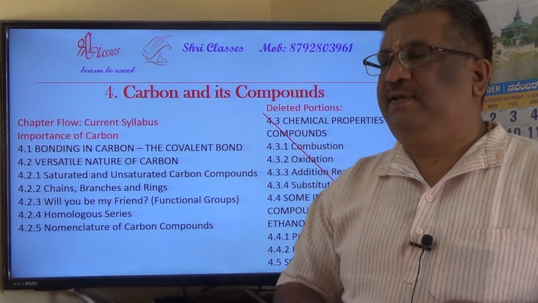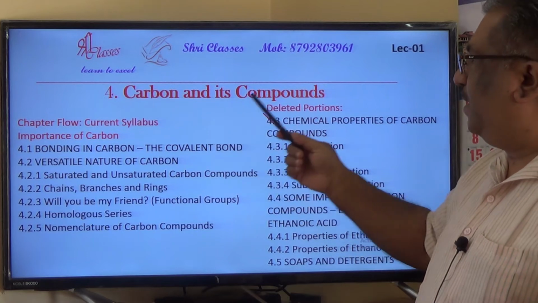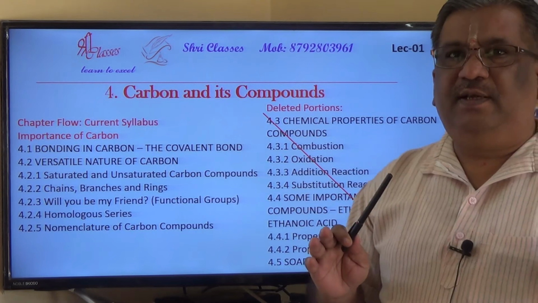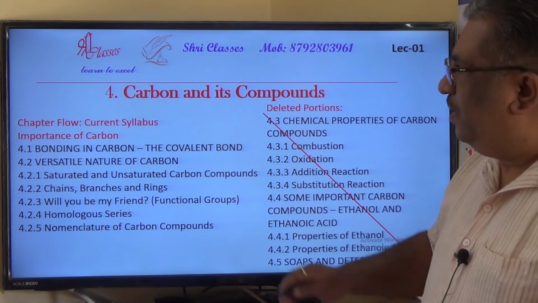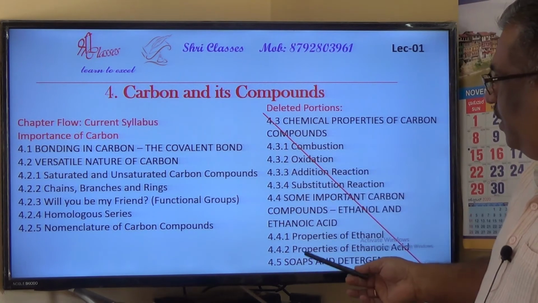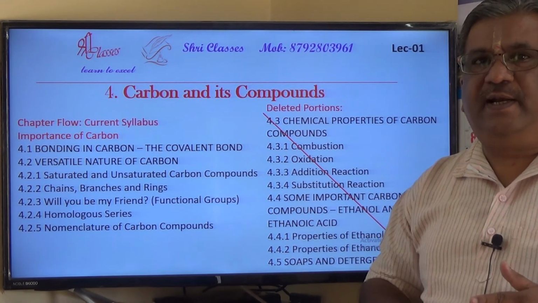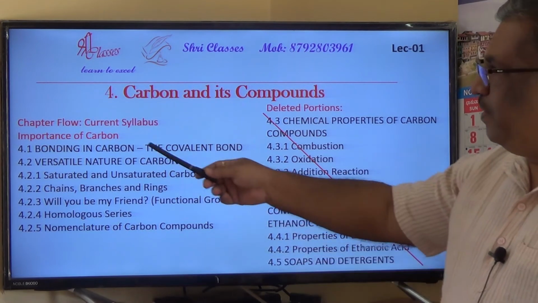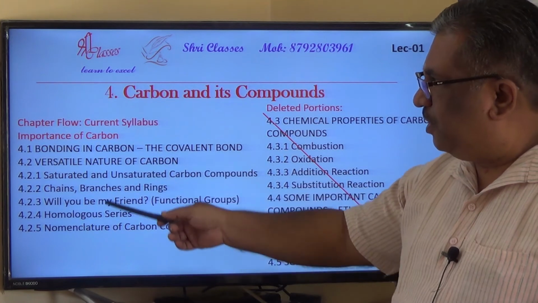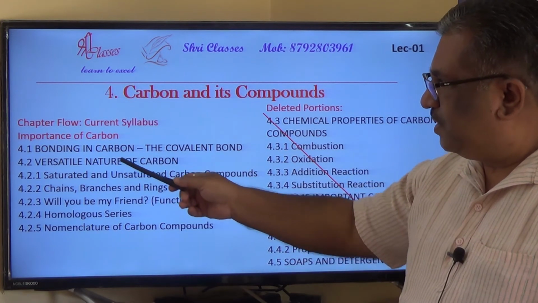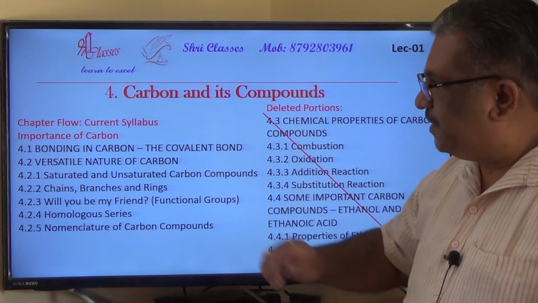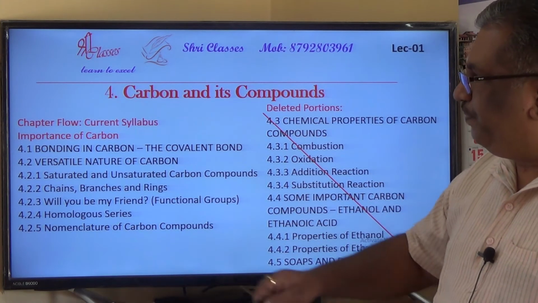We'll start a new chapter, that is chapter number 4, Carbon and its Compounds in Science. Let us have a look at the chapter flow first. This is according to the current syllabus, and this portion is the deleted portion for this current year. So according to the revised syllabus, this is the current portion: bonding in carbon, versatile nature of carbon, and one more is the homologous series. These things have been included.